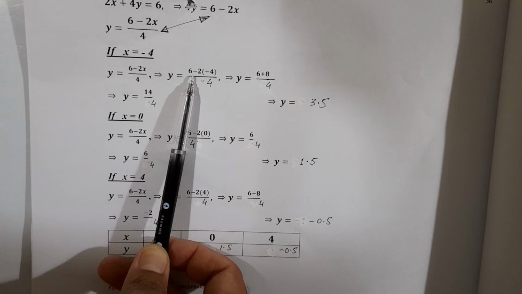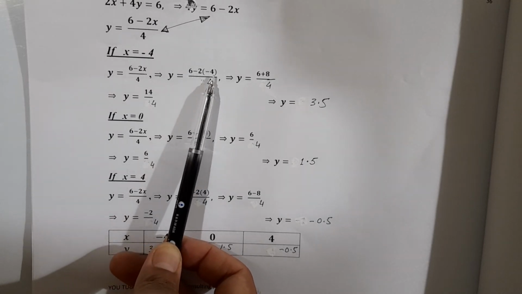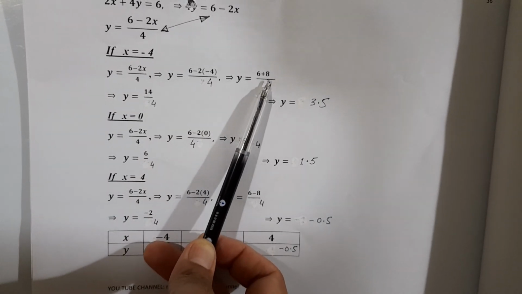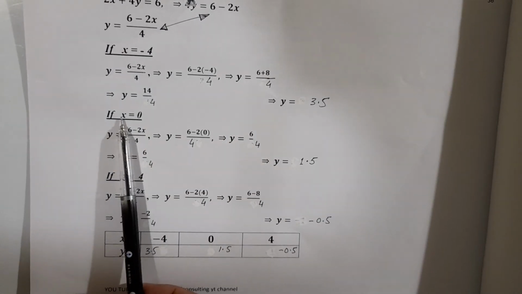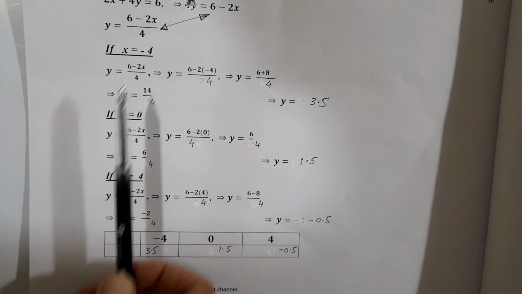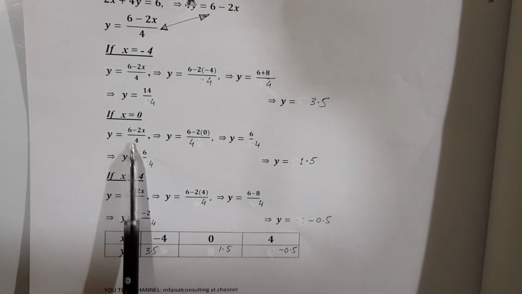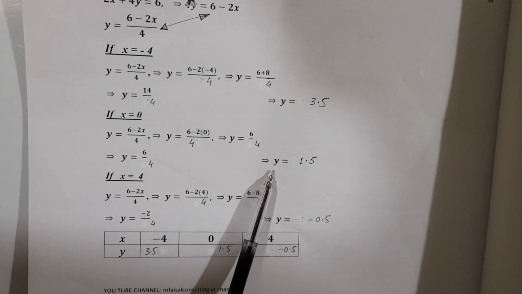When x was minus 4, put the value of x as minus 4. 6 minus 2 into minus 4; minus 2 multiplied by minus 4 is plus 8. 6 plus 8 is 14. 14 divided by 4 is 3.5. When x was 0, put x as 0 in this equation. So 6 divided by 4, y is equal to 1.5.